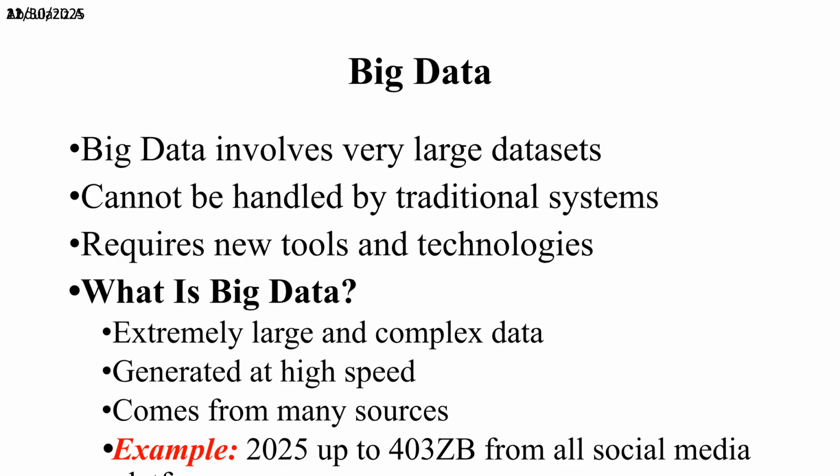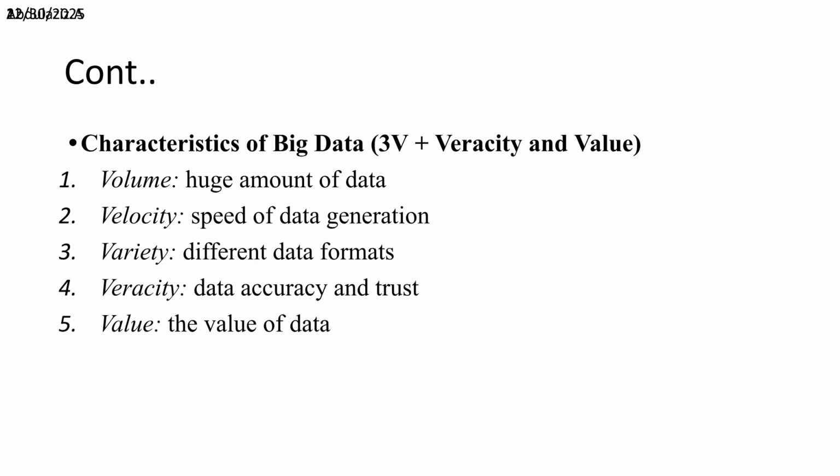Big data involves extremely large and complex datasets that cannot be handled by traditional systems, requiring new tools and technologies. What defines big data is its sheer volume, high speed of generation, and variety of sources. The characteristics of big data are often summarized by the 3 V's: volume, the huge amount of data; velocity, the speed of data generation; and variety, the different data formats. Two additional V's are veracity, data accuracy, and value, the benefit derived from the data.